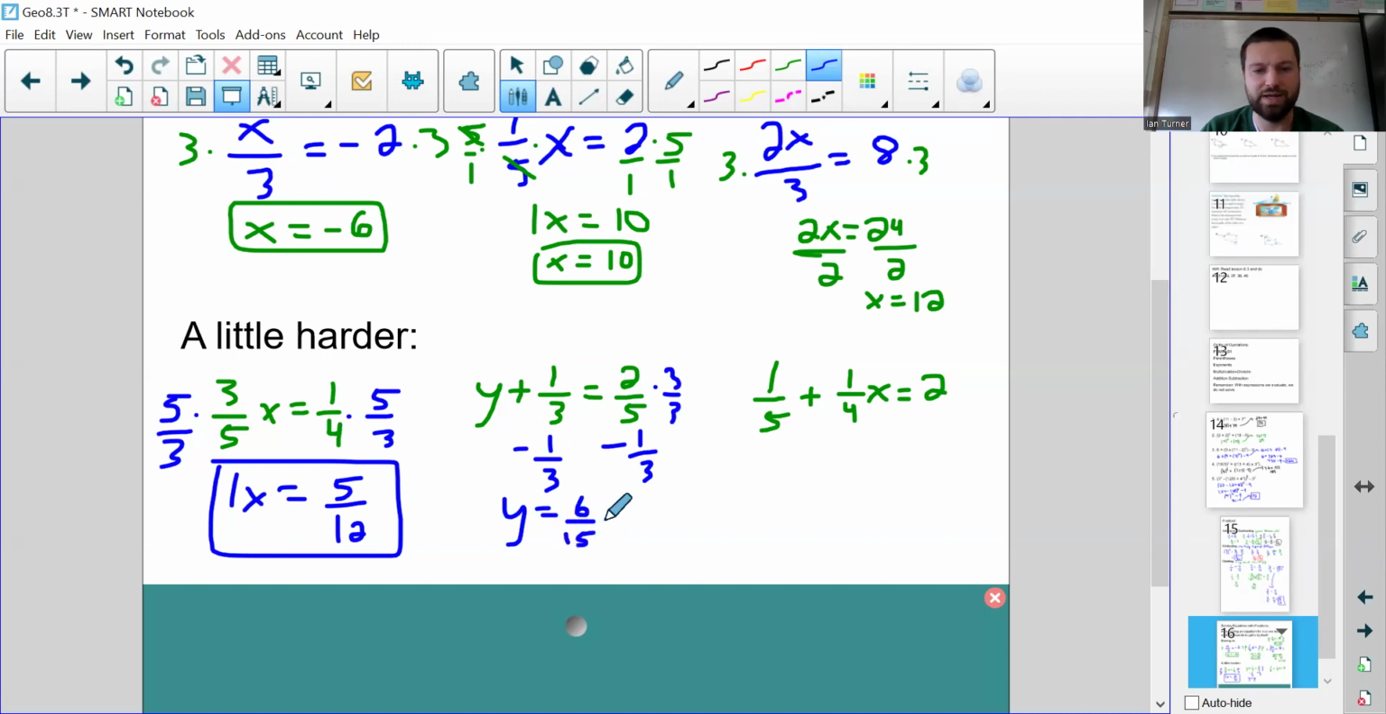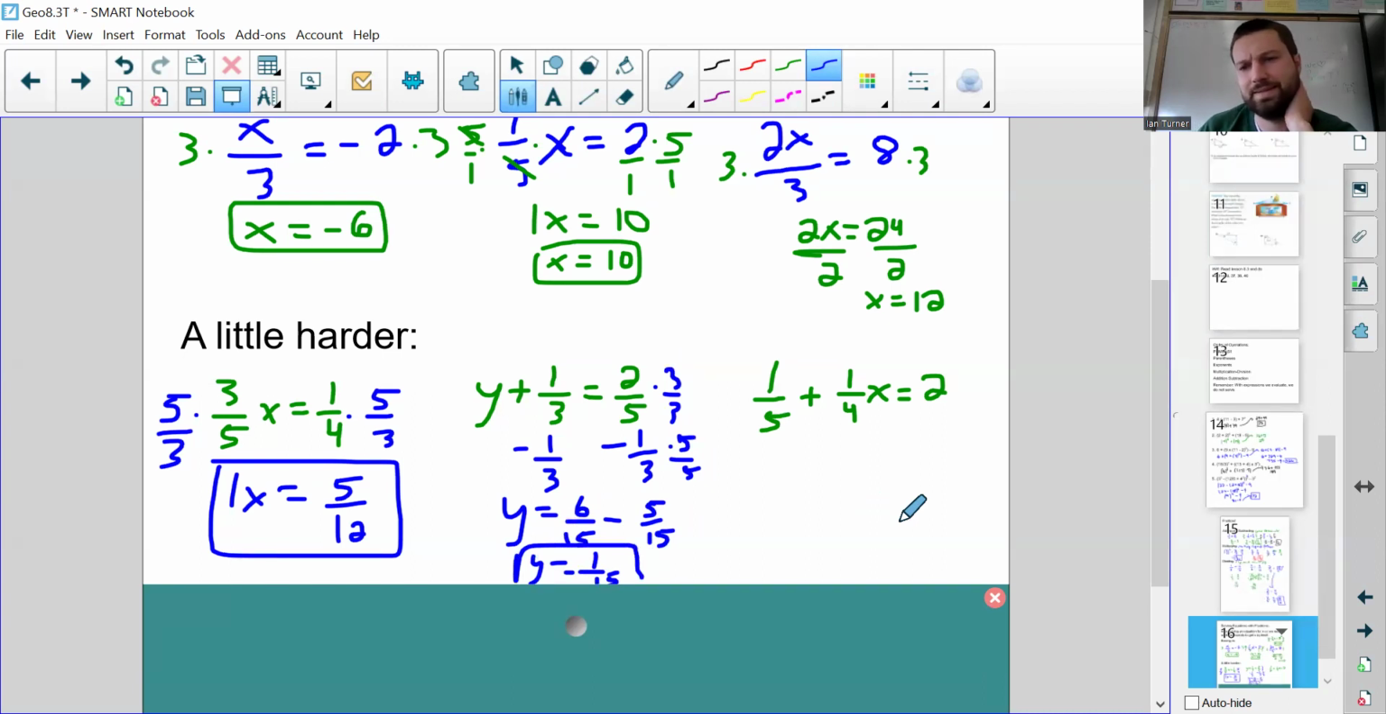And then we're going to subtract by 1/3. And if we want to turn that into 15ths, we're going to multiply by 5 over 5, which gives us 5/15. So we get 6/15 minus 5/15, which gives us y equals 1/15. Oh, if I can fit it. Barely. Barely fit it down there, kids.